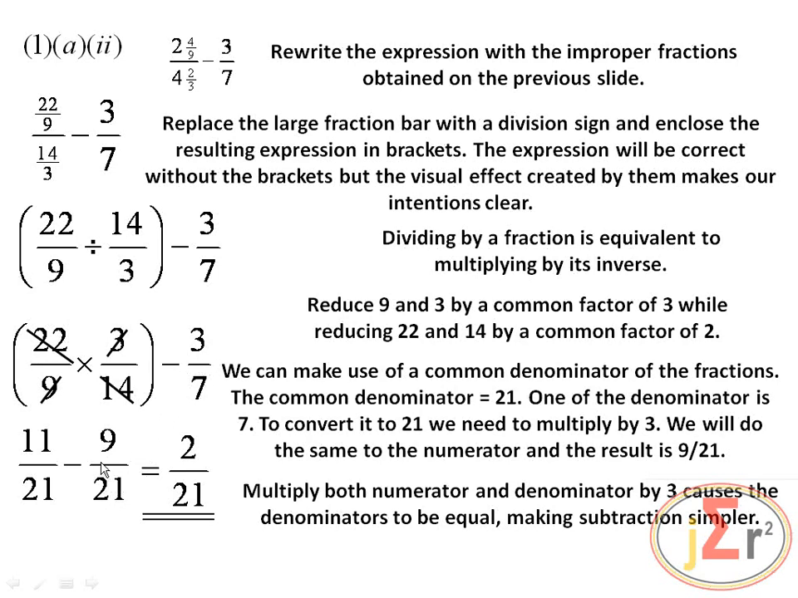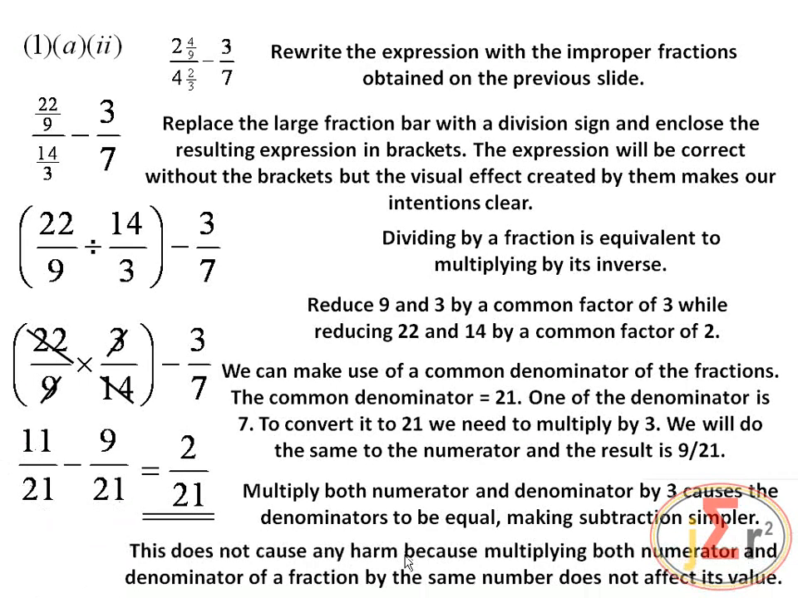So these fractions are actually equal. But we are writing this one in the form that it has the same denominator as 11 over 21. By so doing, subtraction is made easier. This does not cause any harm, because multiplying both numerator and denominator of a fraction by the same number does not affect its value.